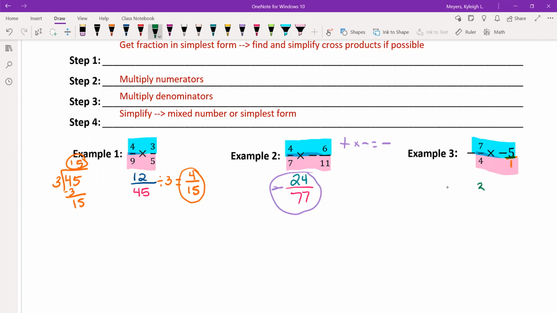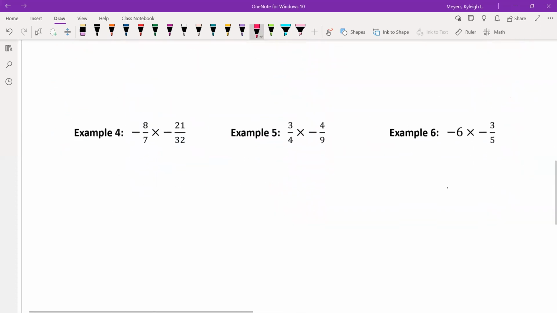7 times 5 is 35. And then 4 times 1 is 4. Negative times a negative gives me a positive. So now how many times does 4 go into 35? Well, I know it goes 8 times, which is 32. So we'd have 3 left over.